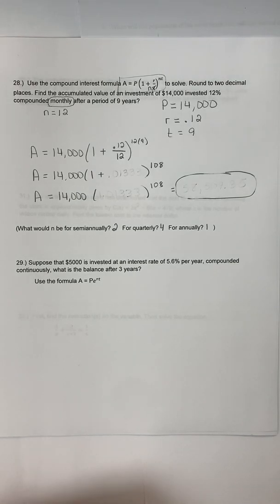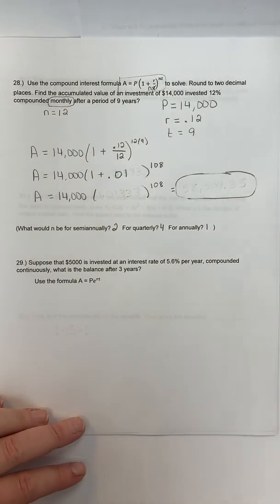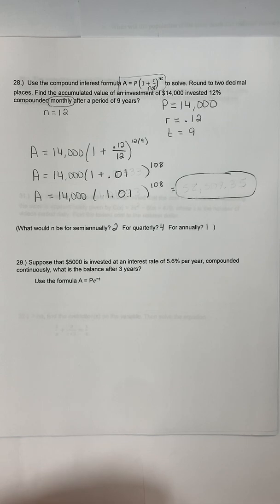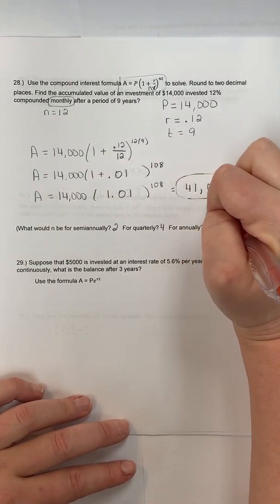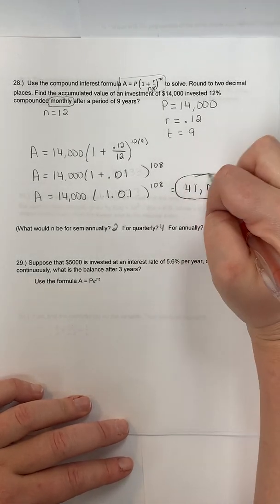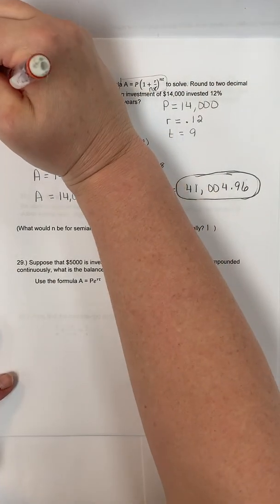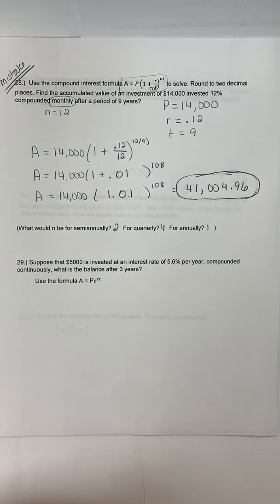Okay. What's 0.12 divided by 12? 0.01. Okay. This is 1.01 raised to the 108 power times 14,000. You should have $41,004.96. Good gracious, I'm sorry. I will make a note. This is also a mistake that I've got to look into. Okay, so there we go.